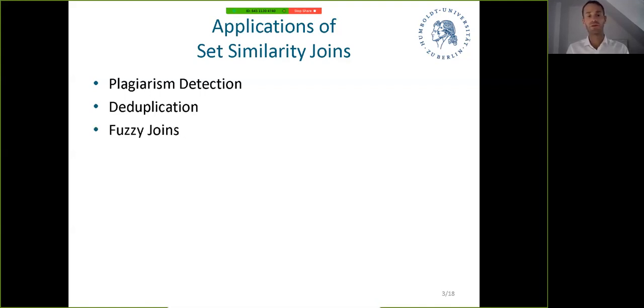Fuzzy joins. When you think about information retrieval, where you want to join two tables based on the column names, which may be similar, you could use fuzzy joins for that, and the set similarity join is one version of a fuzzy join.